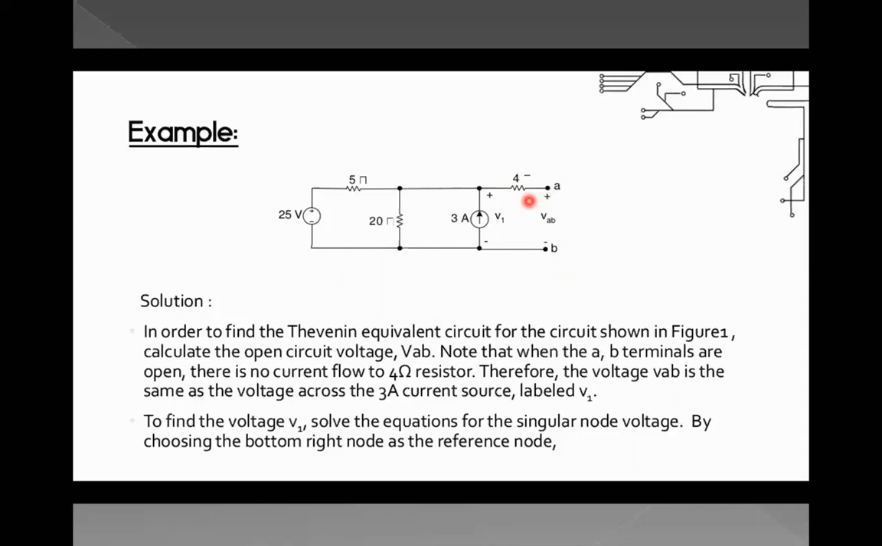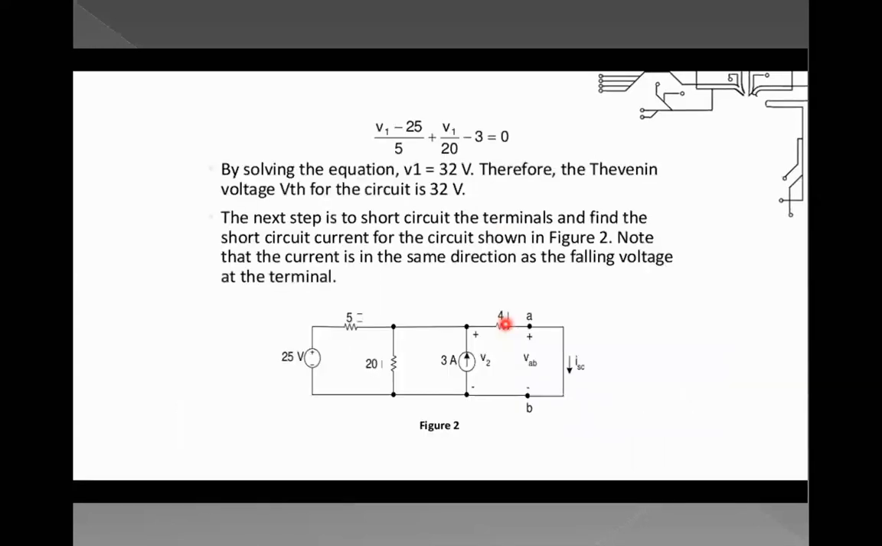Therefore, the voltage VAB is the same as the voltage across the 3 amp current source. It means the voltage across terminals A and B is nothing but the voltage across these two points, in the sense, across this particular 3 amp current source, labeled as V1. To find the voltage V1, solve the equation for the single node voltage by choosing the bottom right node as a reference, the same way we did already.